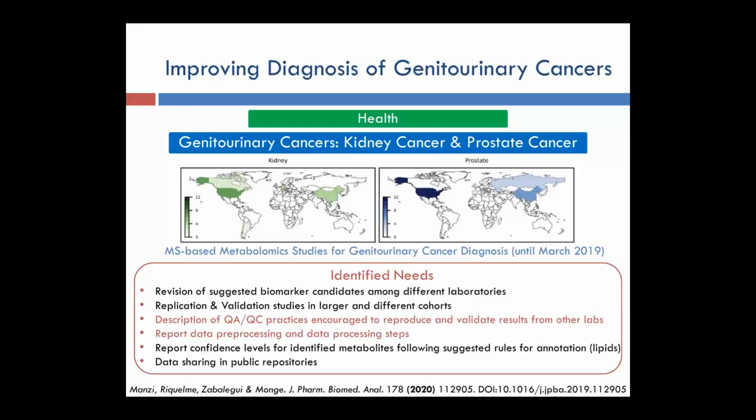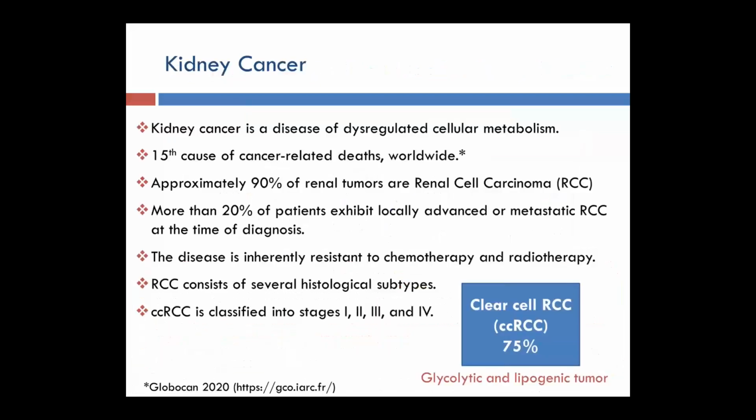So since most of the studies that we have conducted so far were focused on kidney cancer, I wanted to briefly introduce you about this disease, and then I'm going to briefly summarize and show you results from the studies that we have conducted so far. So kidney cancer is a disease of dysregulated cellular metabolism. It's the 15th cause of cancer-related death worldwide. Approximately 90% of renal tumors are renal cell carcinoma, and more than 20% of patients exhibit locally advanced or metastatic disease at the time of diagnosis.